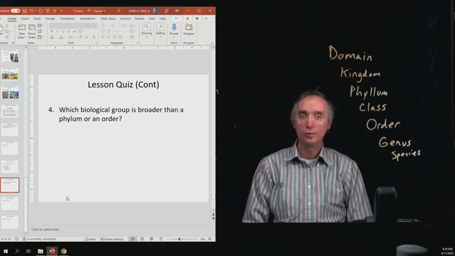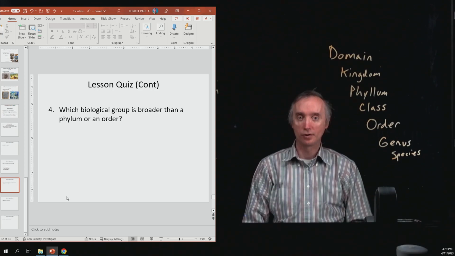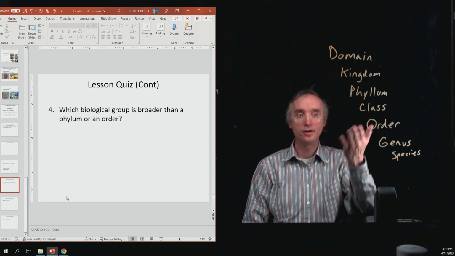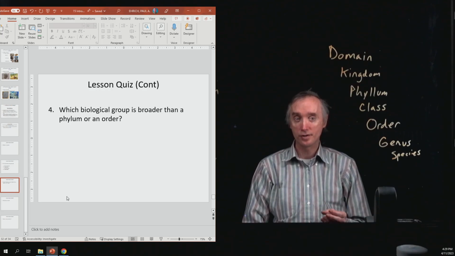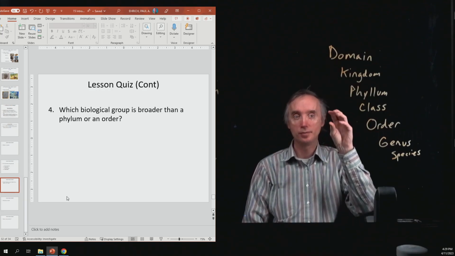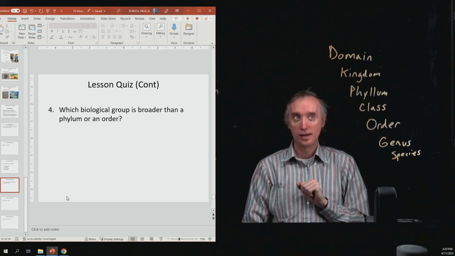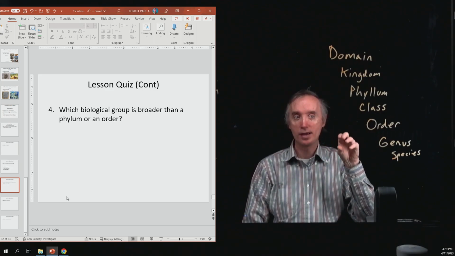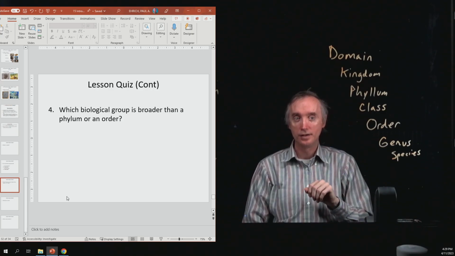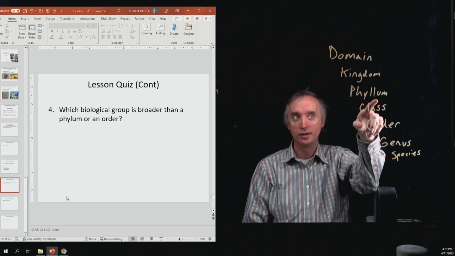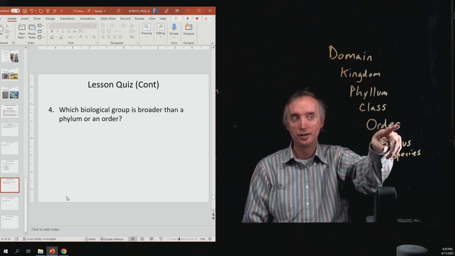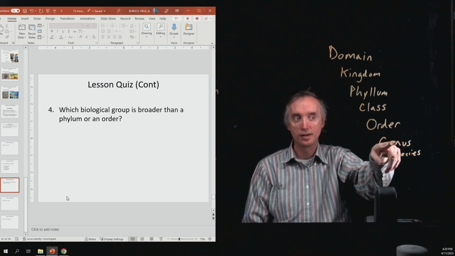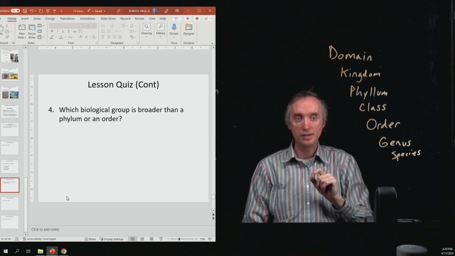Question number 4, which biological group is going to be bigger than a phylum or an order? So I have here written, these are the different ways that things are classified. The broadest classification of life is what domain it's in. And then inside of the domains are the kingdoms. Inside of the kingdoms are the phyla. Inside of the phyla are the classes. Inside of the classes are the orders. Inside the orders are the genera. And then inside of the genera are the species.